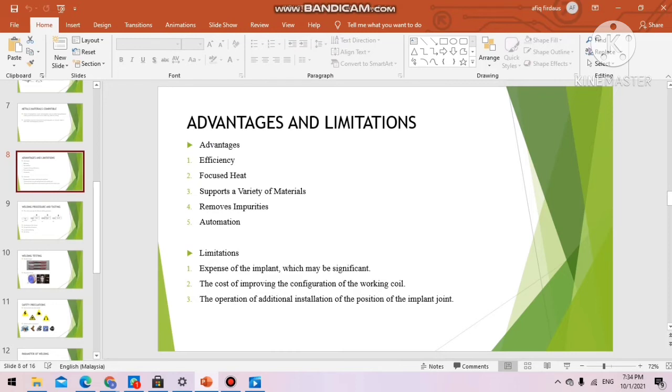Welding by induction will eliminate impurities from the workpiece. During this high-frequency welding process, the workpiece heats up when exposed to the induction welding apparatus. Induction welding also has advantages. One of the advantages of induction welding is automation.